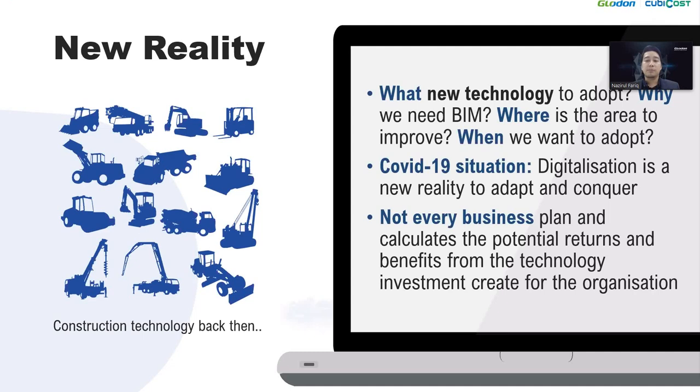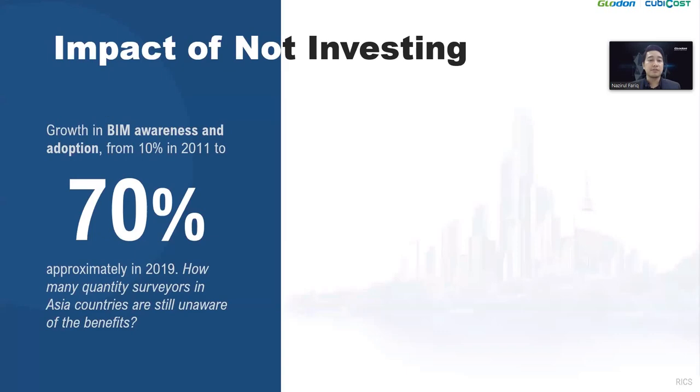So when we talk about BIM adoption, bear in mind that it is a long-term commitment. If you're not seeing it that way, it jeopardizes the continuity and sustainability of the construction business.